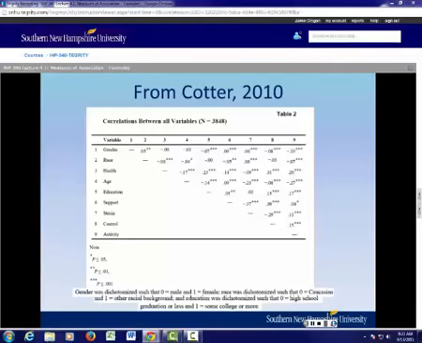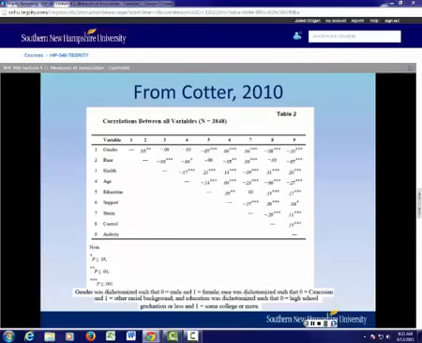Okay, now we're going to get to the 2 articles that you're being quizzed on. So this is Cotter, published in 2010. This is an example of a correlation matrix, and so we saw that earlier on one of the practice articles. A correlation matrix is where the variables are listed down the left-hand side and the same variables are listed across the top. And so the first variable is gender, then race, then health, then age, etc.